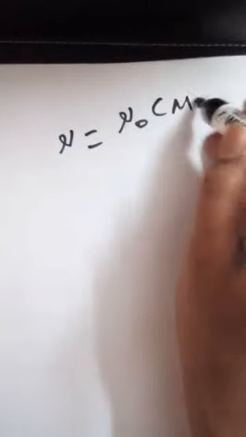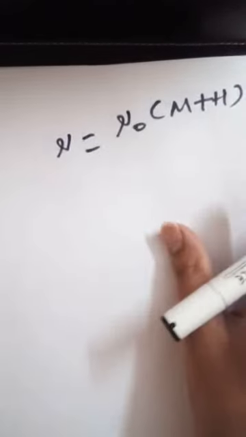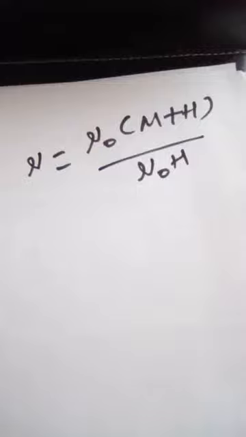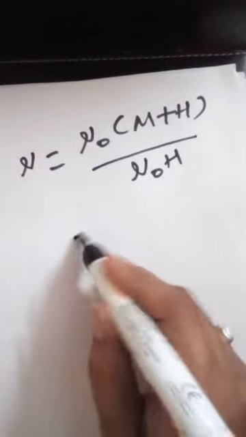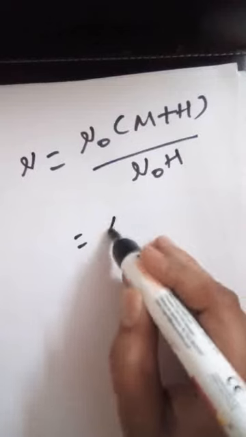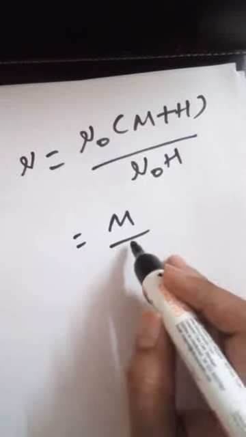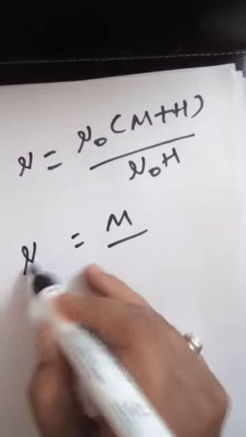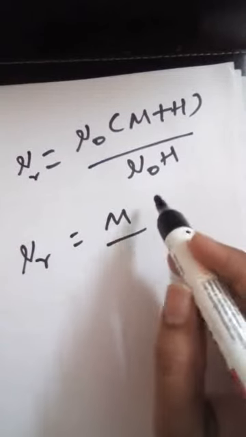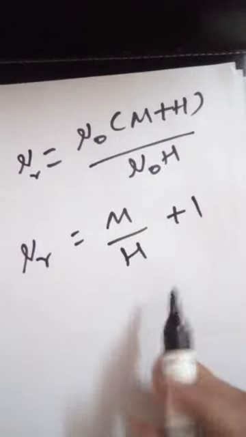So if we derive another result, we can write that mu is equal to mu 0 times (M plus H), and this is divided by mu 0 H. So in another form we can write that mu r is equal to M by H plus 1.